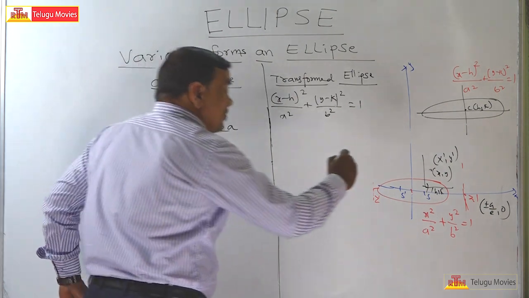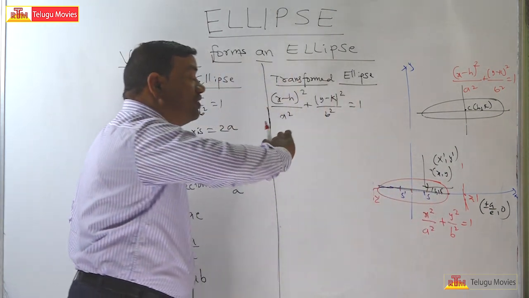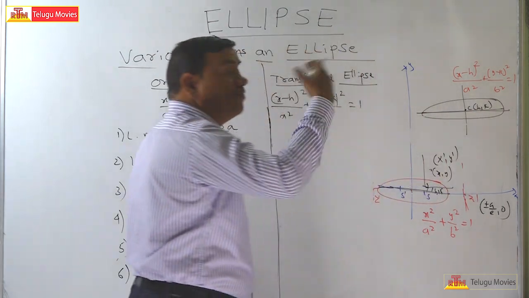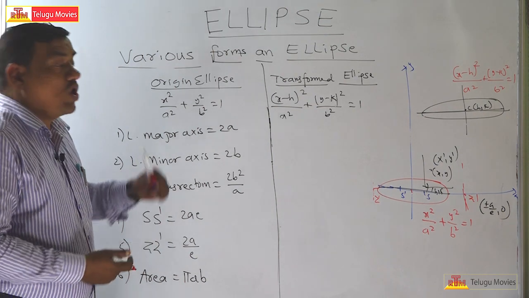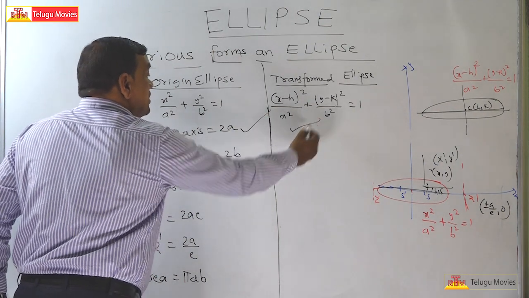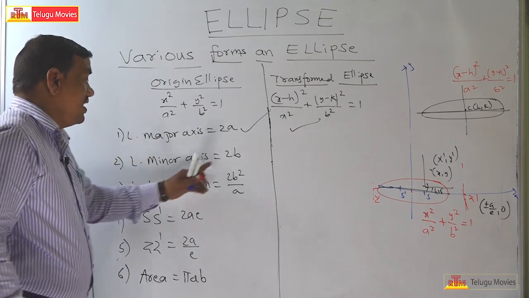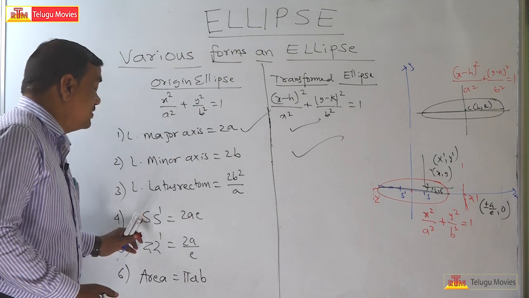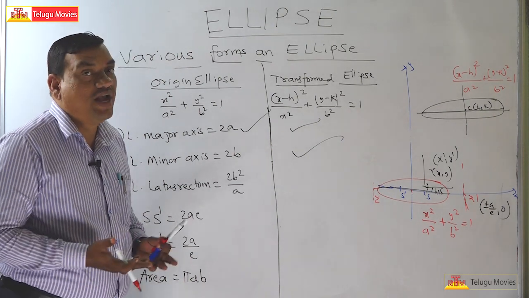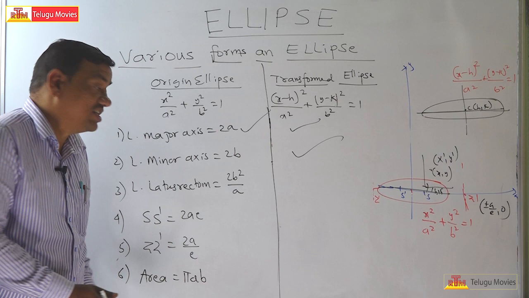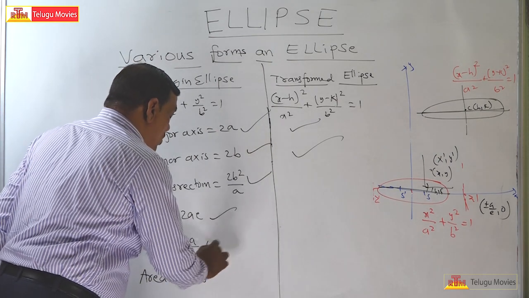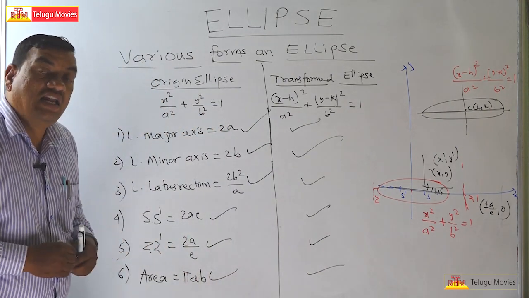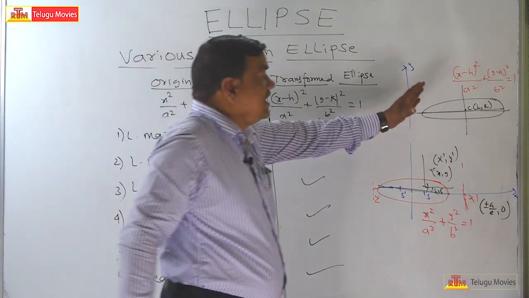That means for the original ellipse, if the length of the major axis is 2a, for the transformed ellipse also the length of the major axis is 2a. All will be same. So here also the length of the minor axis is 2b, length of the latus rectum is 2b square by a. The distance between the foci is also 2ae. The distance between the directrix is also 2a by e. All quantities will be same here also. The area of the ellipse is also pi ab.